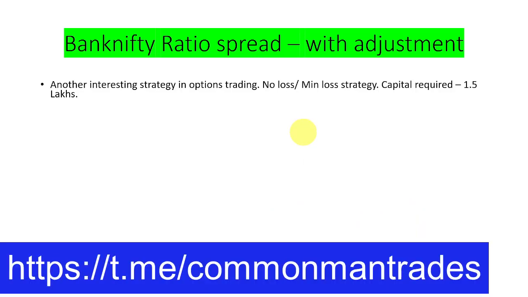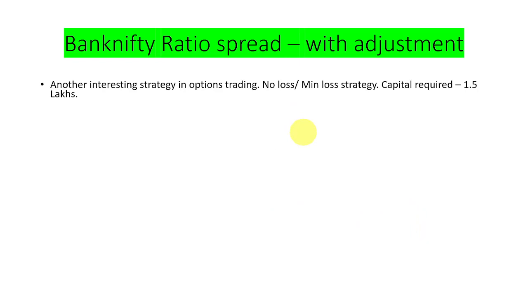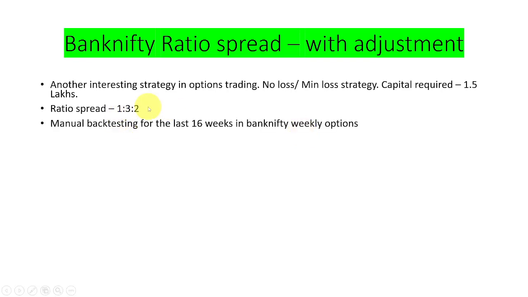This is again an interesting strategy where the loss can be minimized so much, or it can even be kind of a no loss strategy. In this, the capital required is around 1.5 lakhs. In this ratio spread, we are going to have a spread of 1:3:2. 1 and 2 are the buy legs, and 3, the one in between those, is the sell leg. The payoff chart will look something like a butterfly or a Batman kind of thing that you can see in the chart when I gave you the simulation on Opstra.